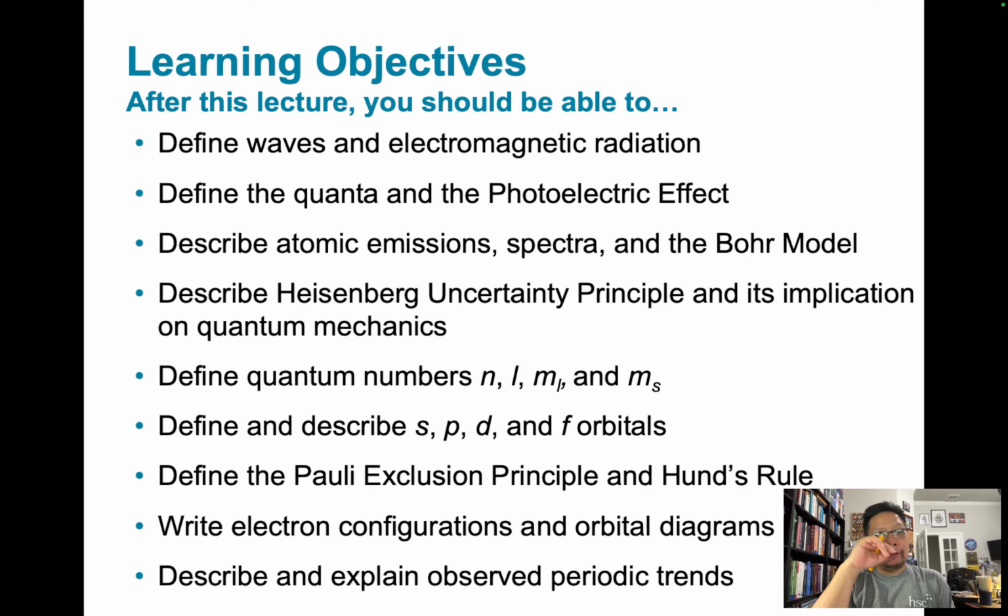So in this lecture, if you recall, even if you don't recall, we're going to talk a lot about waves and electromagnetic radiation. We're going to talk about quanta and what the photoelectric effect is, atomic emissions, spectra, and the Bohr model. We'll talk about the Heisenberg uncertainty principle and its implications in quantum mechanics. We'll talk about the quantum numbers n, l, m sub l, and then m sub s, which we talked about at length in class, but I'm going to talk about them again just to make sure everybody's familiar with them. We'll talk about the different orbitals, s, p, d, and f, and what their shapes are. And then also we'll talk about the Pauli exclusion principle and Hund's rule.